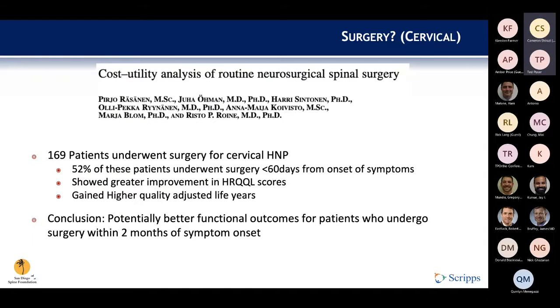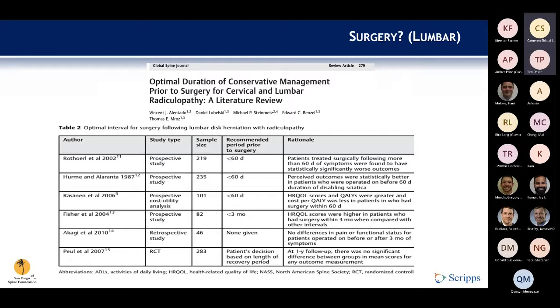So looking into the treatment, when you should treat these patients and when not to. This is a cost utility analysis looking at 169 patients who underwent surgery for HNP. 52% of these patients underwent surgery less than 60 days from onset of symptoms. They showed greater improvement in their HRQoL scores, and they also gained higher quality adjusted life years. So this points to the fact that you potentially get better functional outcomes in those patients who undergo surgery. Previously we talked about the 3-month mark, but this paper noted that even within 2 months they get better results. And then, so when should you operate on these?